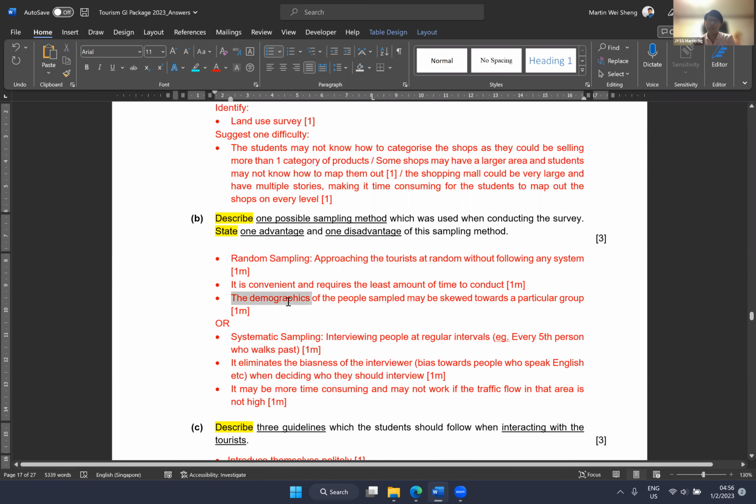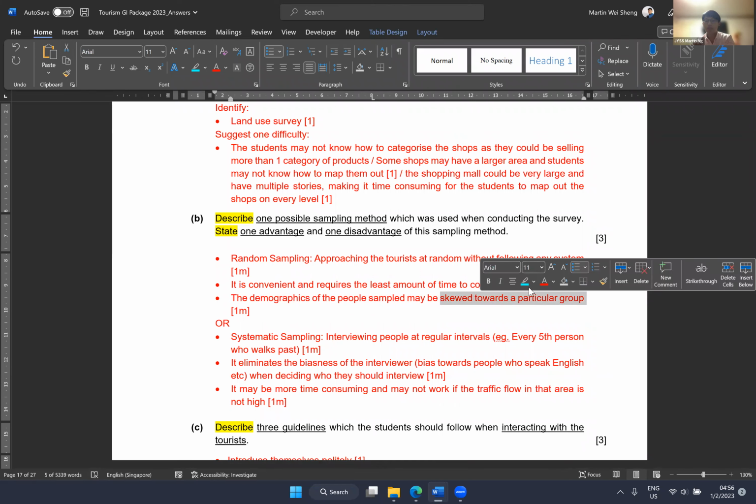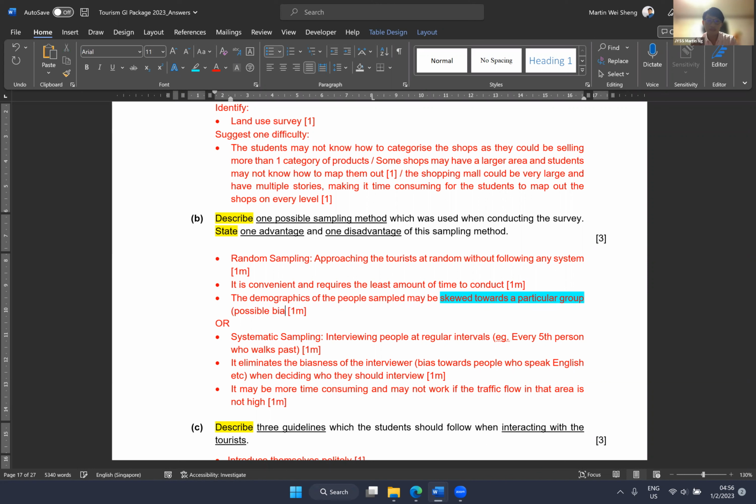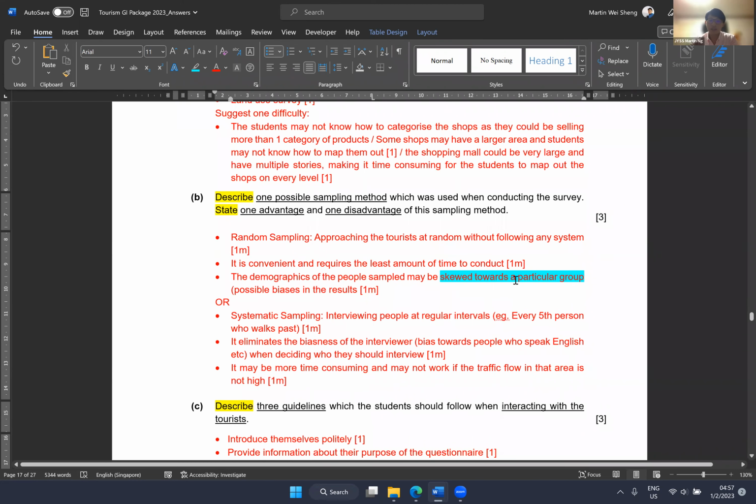However, the disadvantage: the demographic of the people sampled may be skewed towards a particular group. What does skewed towards a particular group mean? Basically, this is trying to say that there is some bias in the results. So you have to ask yourself, why would random sampling lead to bias? Isn't it random, and according to your notes, everyone has a fair chance of being picked? So the disadvantage is that it might not be so random after all.